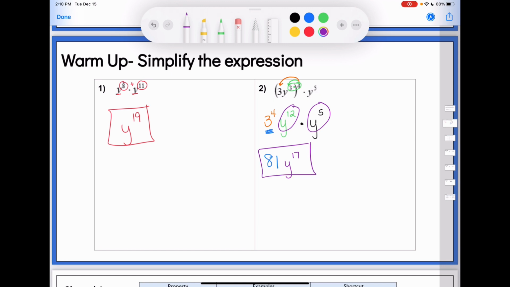So those were review from yesterday, right? And in fact, we hit all 3 of our properties from yesterday in those 2 problems. In fact, all of them in problem number 2. So we have power to a power where we multiply our exponents. We have power of a product where we have to distribute to every base inside as long as it's all multiplying going on the inside. And then if I'm multiplying any like bases after that, no parentheses anymore, then I just add my exponents.